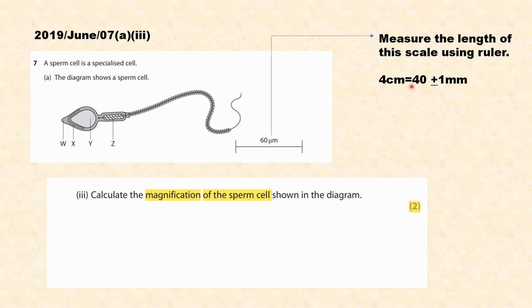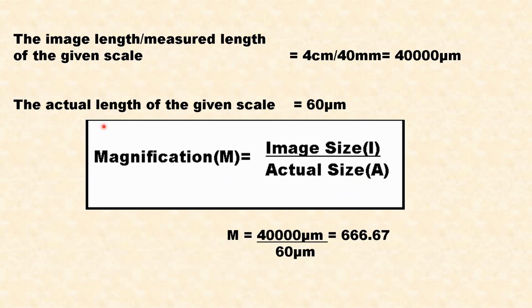First, you need to get the scale measurements rather than the actual image length. In this case, the scale length is 4 cm, which is equivalent to 40 millimeters. You can measure this using a ruler. Remember, the measurement can be plus or minus 1 millimeter from 40. Now, with the scale length of 40 millimeters, convert it into micrometers. So, 40 millimeters equals 40,000 micrometers. The actual length of the scale bar is 60 micrometers.